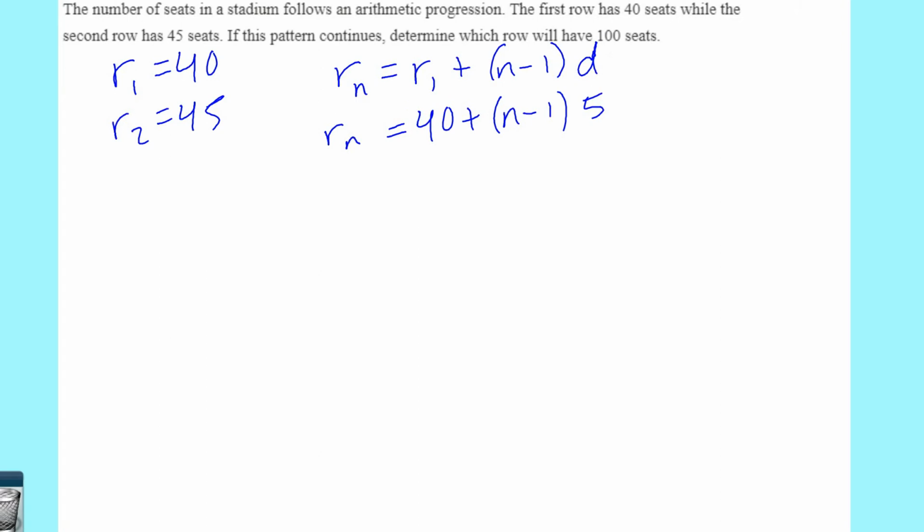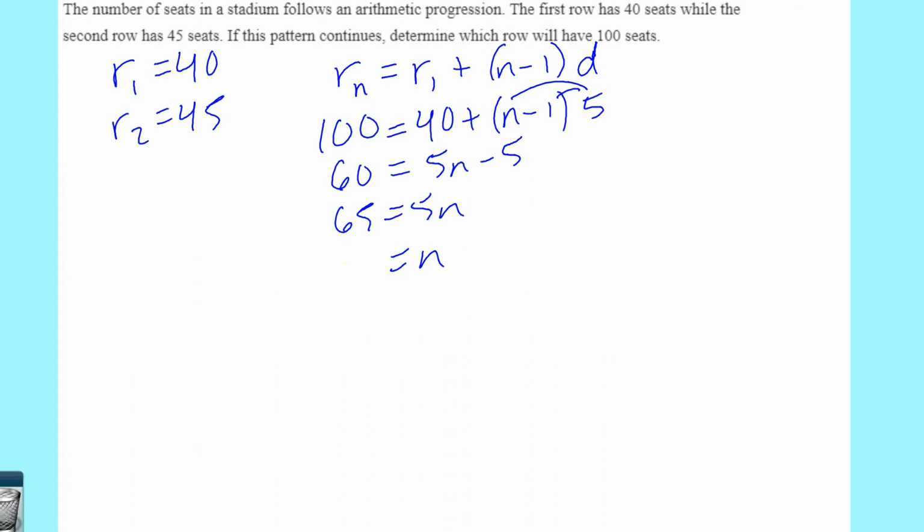So it doesn't equal the nth term, it now equals 100. Okay, so we move the 40. I get 60 equals 5n minus 5. I distributed this 5 and moved the 40. Add the 5. We get 65 equals 5n. Divide by 5. We get 13. It's the 13th row.